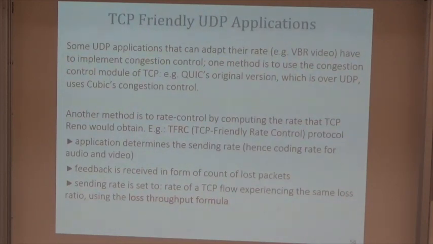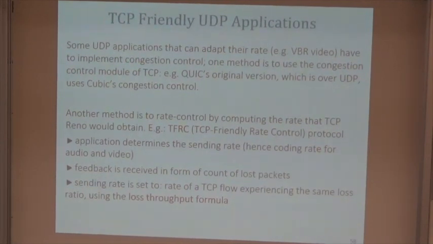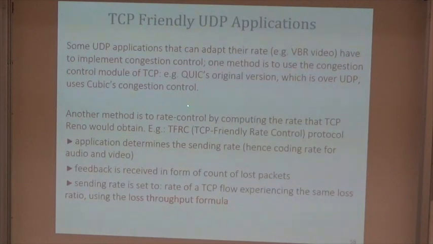So we say that an application that is not using TCP should be TCP friendly, which means that it should not get a rate that is larger than it would obtain if it would be using exactly TCP. And there are various ways to do it.